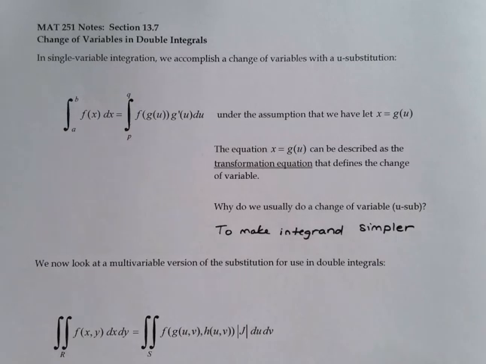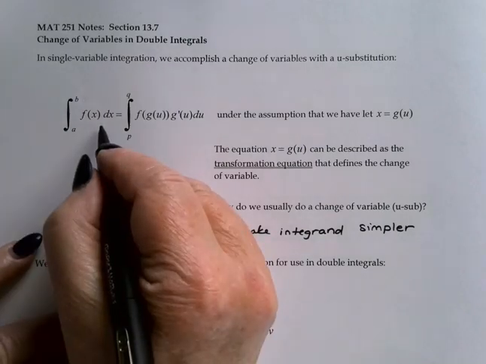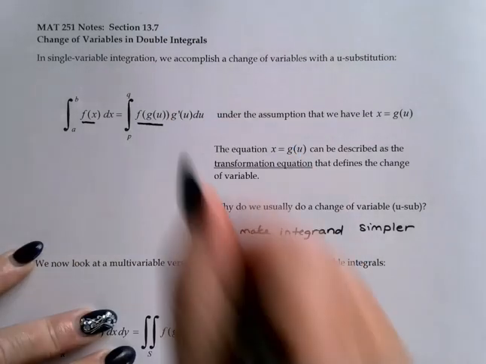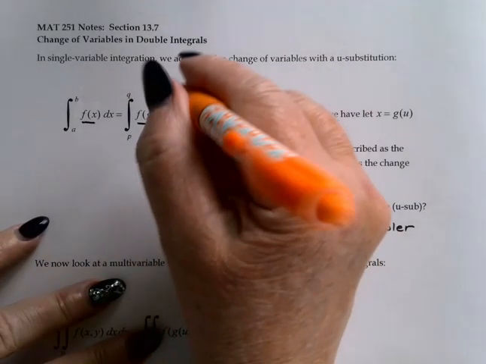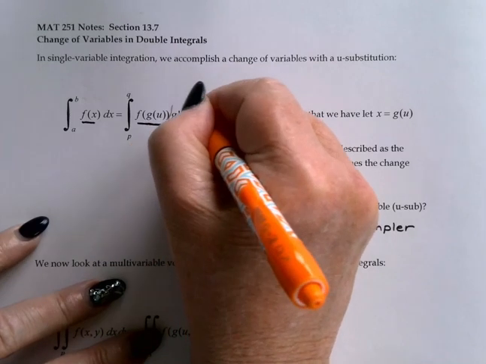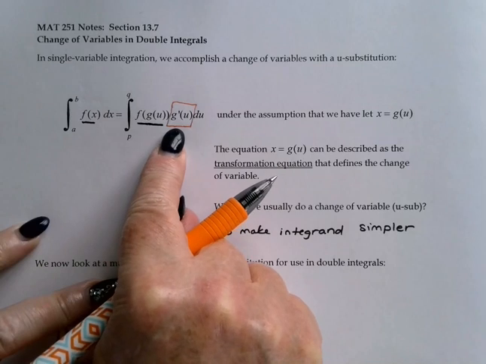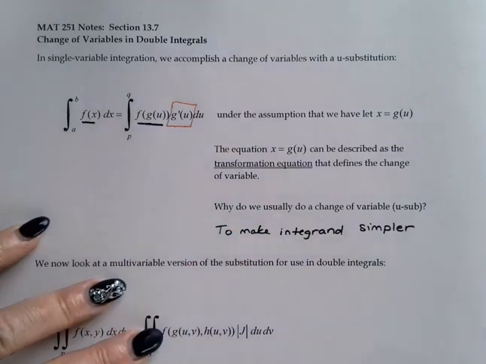The one thing I'd really like to focus on right here is that when we do a u substitution, every time we do it, when we change our variables, we always end up with this extra little piece. Right? We always end up with this derivative piece out here. And that derivative piece is what allows the change of variables to work. We need to find out if there's some sort of an equivalent in a double or a triple integral.